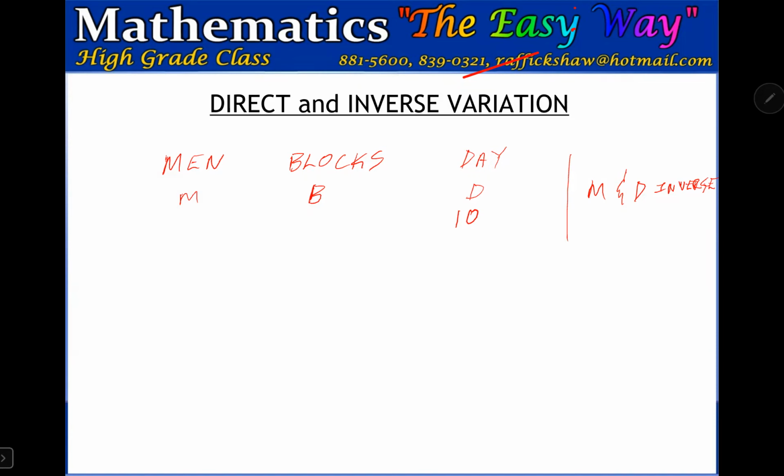Somebody tell me now. I'm keeping the number of days constant. I'm not changing the number of days that they're working. They're working 10 days, fixed 10 days. But I double the number of men working in the same 10 days. What do you think would happen to the number of blocks produced? You get more blocks. That number would be double. Exactly, you get more blocks.